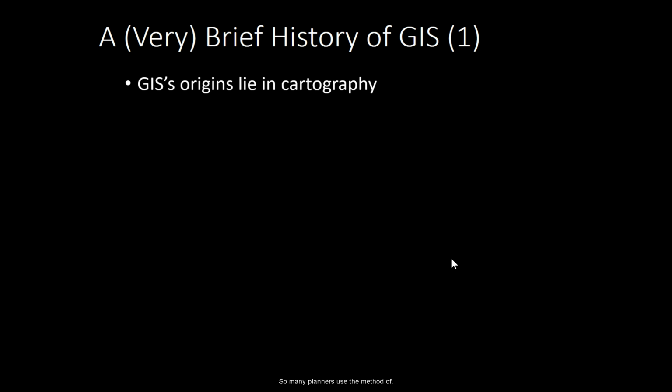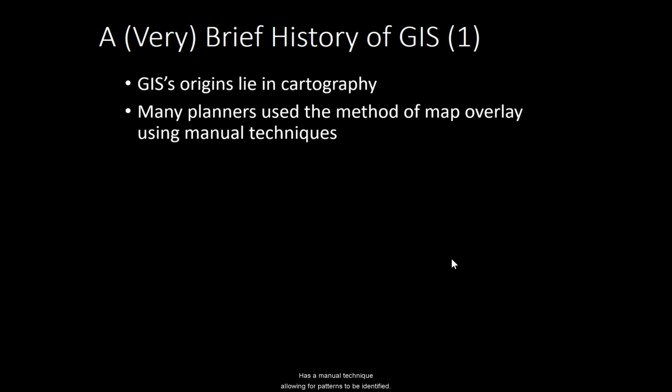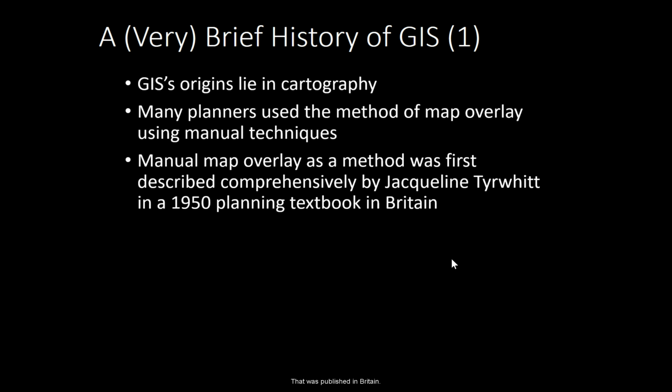So to give you a little brief history about GIS, GIS stems from the discipline in cartography. Okay, so the origin of it really lies in the science and art behind map making. So many planners use the method of map overlays as a manual technique, allowing for patterns to be identified. And so when you lay over different layers of information, you can see where there's similarities and where there's differences. And so the first kind of technique or application of this manual map overlay took place in 1950 in a planning textbook that was published in Britain.